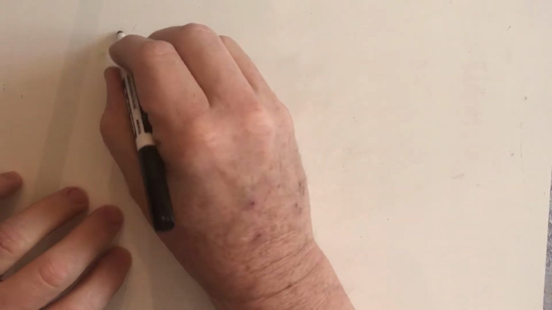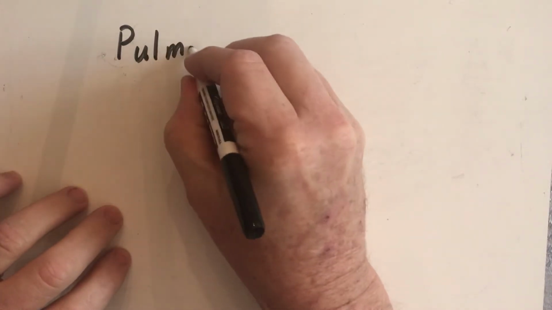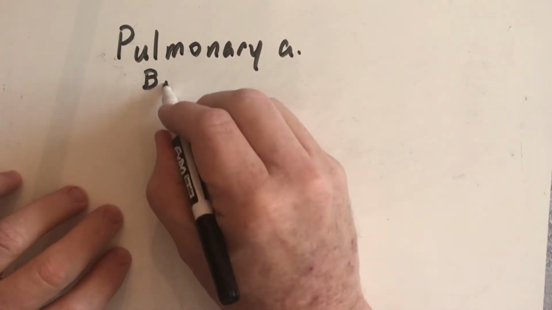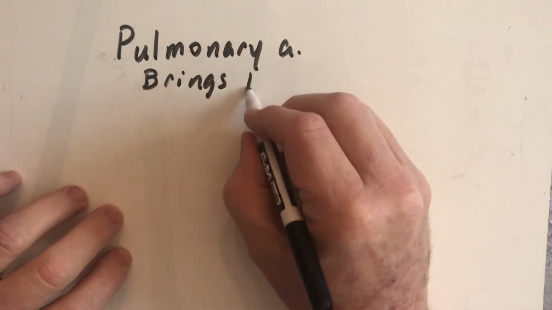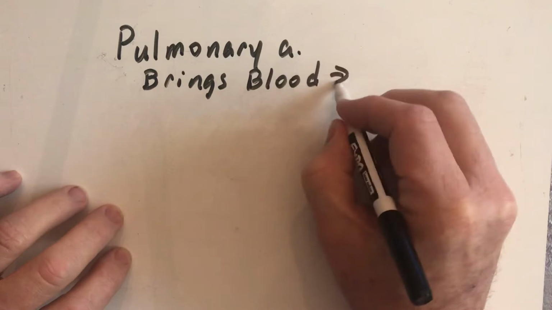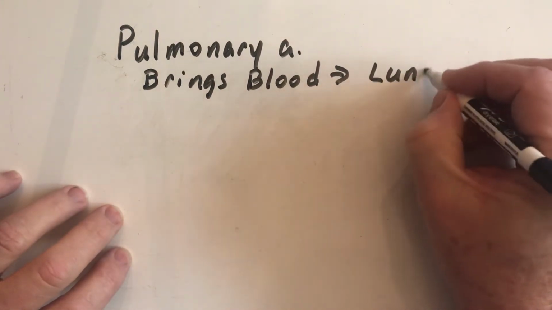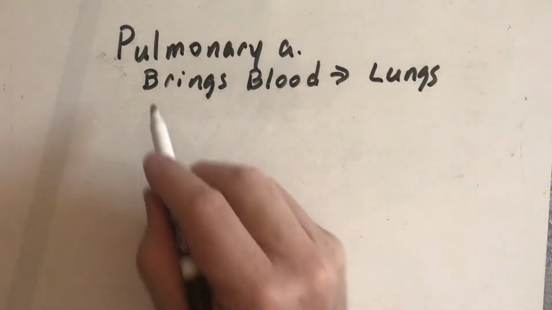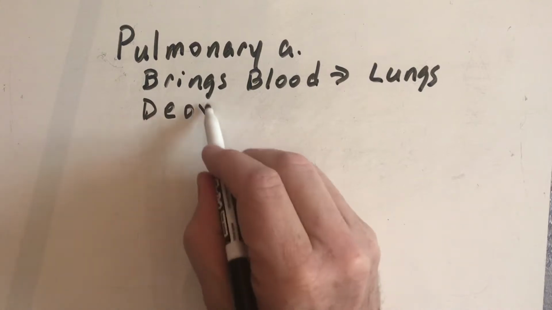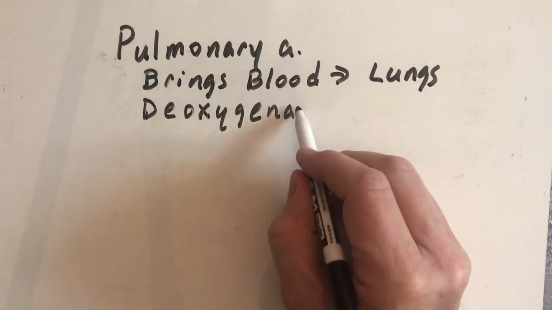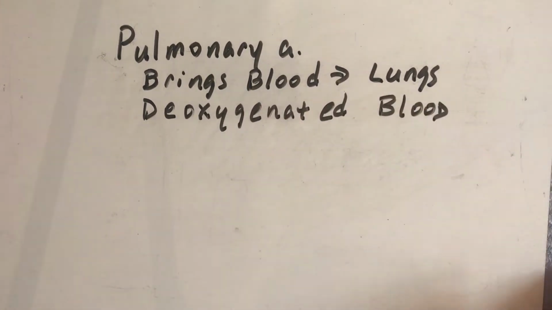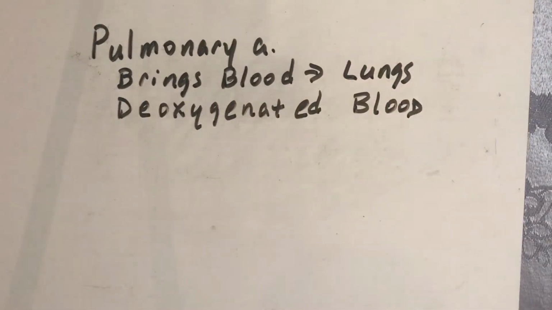We have the pulmonary artery, and what the pulmonary artery is going to do is it brings blood to the lungs. Okay, the pulmonary artery is the only artery in the body that has deoxygenated blood. So it has deoxygenated blood, and that's why it has to go to the lungs, so it can get blood.